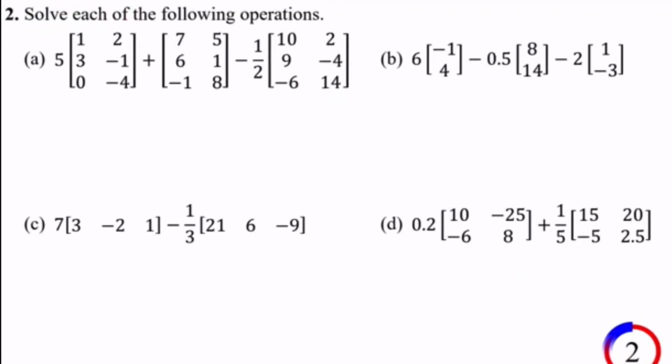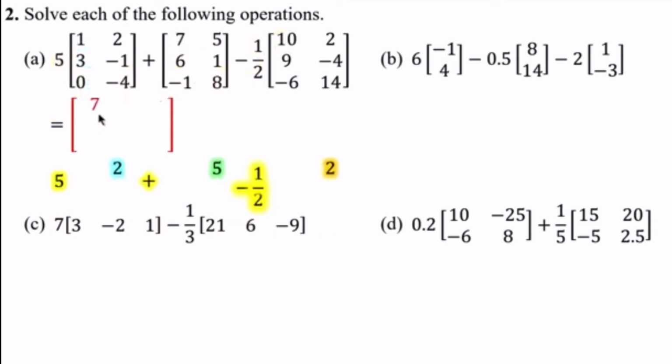So let's see how to do this one. We are going to do one by one. We multiply the 5 one by one into elements of the matrix, then only we plus or minus. So for A, basically you have to times a 5 with a 1 plus 1 times 7 plus 1 over 2 times 10. You can press your calculator. 5 times 1 plus 7 minus 1 over 2 times 10.